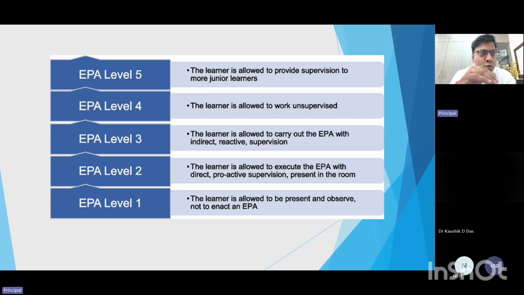Then EPA level 2, the student is allowed to execute the EPA, but with direct supervision present in the room. EPA level 3, the learner is allowed to carry out the EPA with indirect supervision, available whenever required. And EPA level 4, the learner is allowed to work unsupervised, without the presence of the supervisor. And EPA level 5 is that he is now able to guide his juniors. So, in the coming slides, I will explain these levels more clearly.